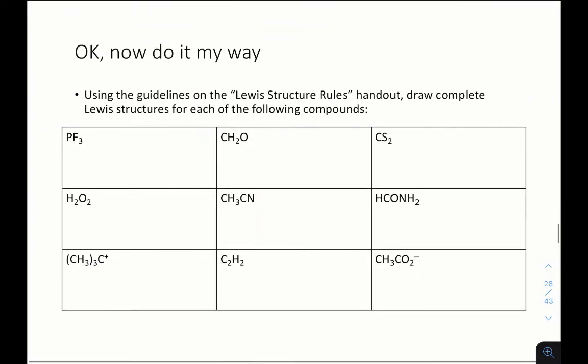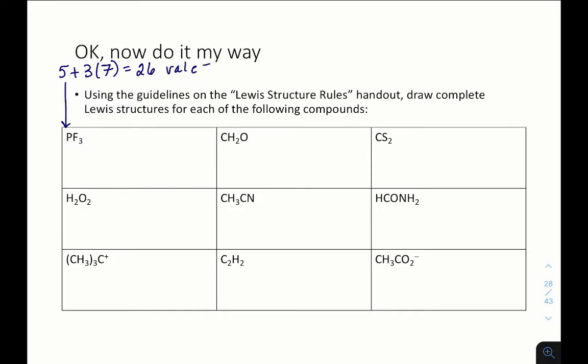All right, do it my way. So I want you to use the guidelines on the Lewis structure rules handout to draw complete Lewis structures for each of these compounds. I'll do one for you now. If you'd rather try them yourself first, then just stop the video now. I'll try PF3. So first I'm going to count the valence electrons. Phosphorus is in group 5A. It has 5 valence electrons. We have 3 fluorines, and each fluorine atom has 7 valence electrons because they are in group 7A. This gives me a total of 26 valence electrons that will appear in the structure.